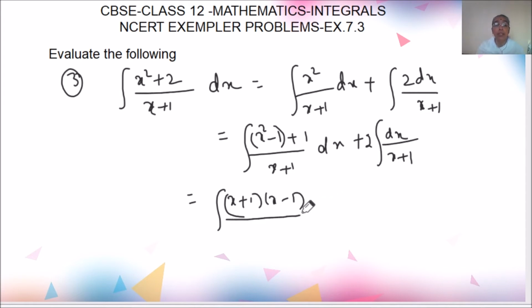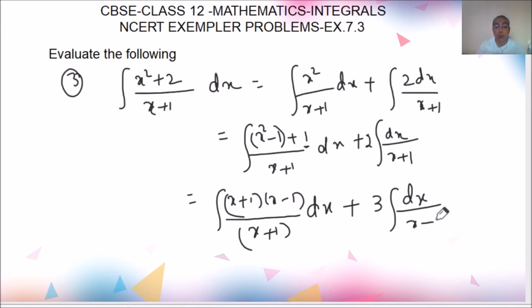Okay, let me complete this first function, divided by x plus 1 of dx. And this second part I am combining with this one. 1 by x plus 1 dx plus 2 by x plus 1 dx together will become 3 times dx divided by x plus 1. Fine. Now coming to the first function, this x plus 1 gets cancelled. You are left with only the integration of x minus 1 dx.